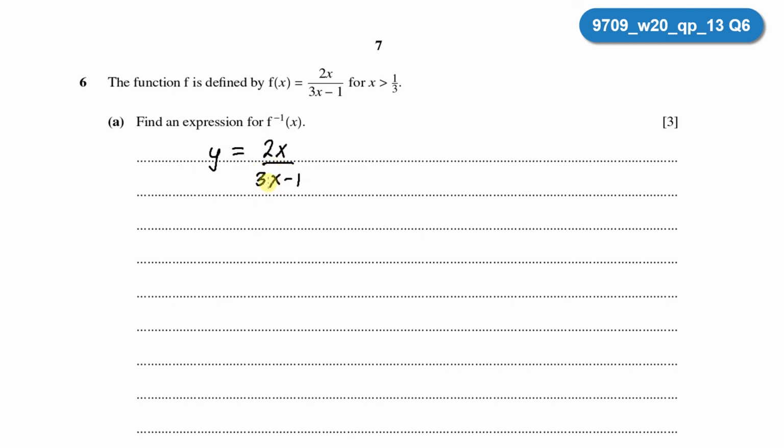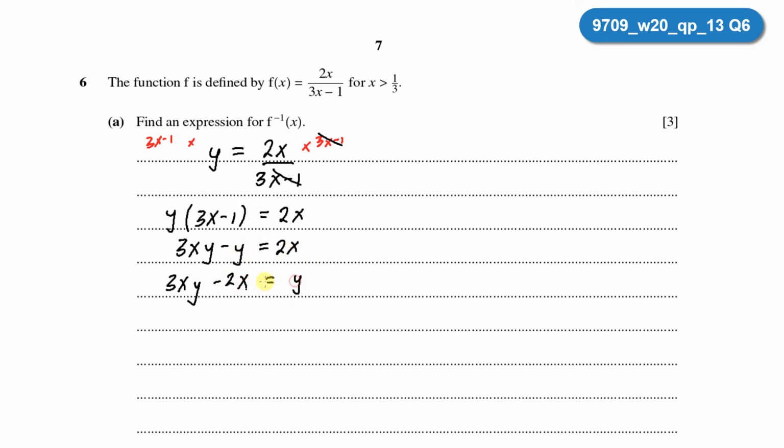So I'll multiply both sides by 3x minus 1. So this side by 3x minus 1, and this side again multiply by 3x minus 1. So I'll be having y of 3x minus 1 on the left side is equal to, this will cancel, so that'll be 2x here. So I'll be having 3xy minus y is equal to 2x. So that's 3xy, and taking 2x to the left side, we'll be having minus 2x, and I'll take y to the right side, becomes y.